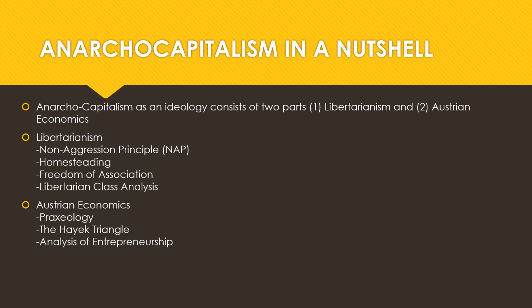So, anarcho-capitalism as an ideology consists of two parts, libertarianism and Austrian economics. In terms of libertarianism, this includes the non-aggression principle, homesteading, freedom of association. One of the points that I'm going to cover in libertarianism, which I don't see so often, is libertarian class analysis. I found that it's particularly useful in terms of its qualitative predictive power, which I think is pretty cool.